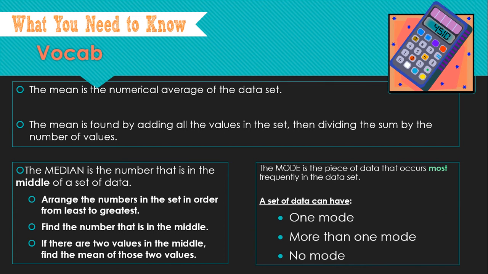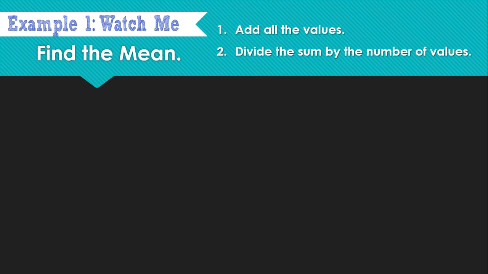The mode is a piece of data that occurs most frequently in the data set. A data set can have one mode, it can have more than one mode, or it can have no mode. So we're going to take a look at each of these individually. So the mean. Step 1, add all the values. Step 2, divide the sum by the number of values.